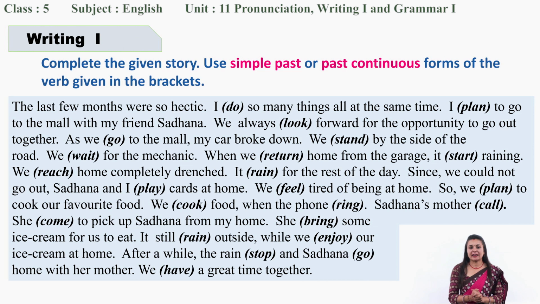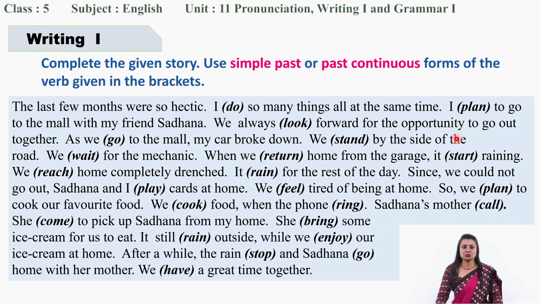So this is the paragraph that I have given you to complete. And what kind of forms of verbs do you have to write here? Yes, either simple past or past continuous. So let's see, what do you want to write here? What kind of forms of verbs? So let's see first. Here, the last few months were so hectic. I do. So what do you write here? Okay, I was doing. Very good. I was doing so many things all at the same time.